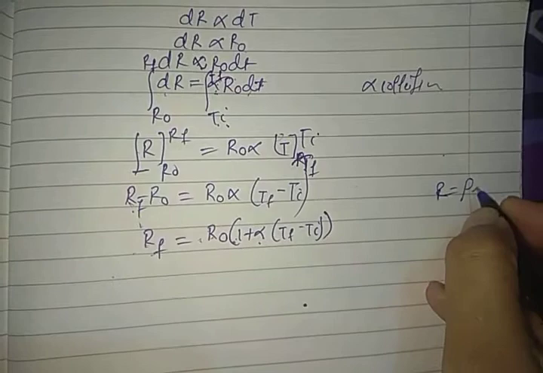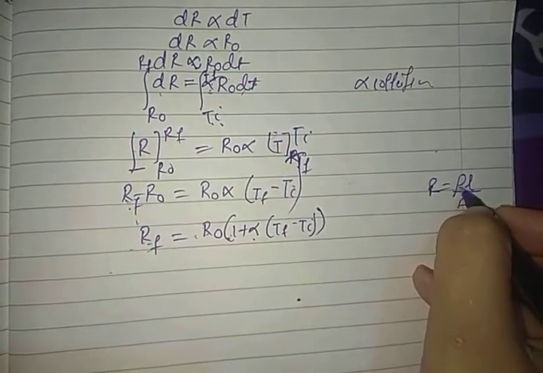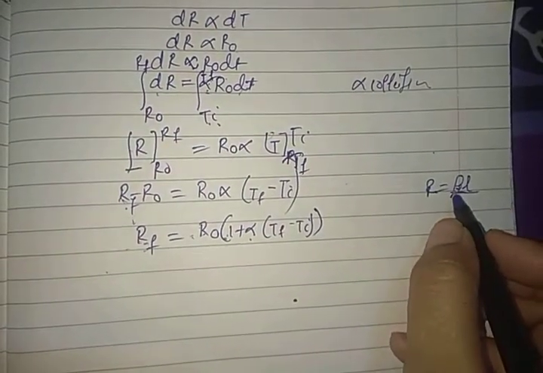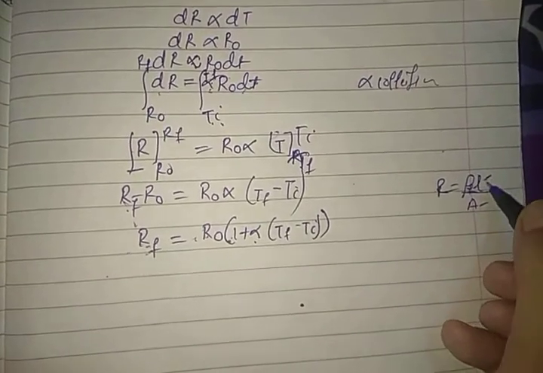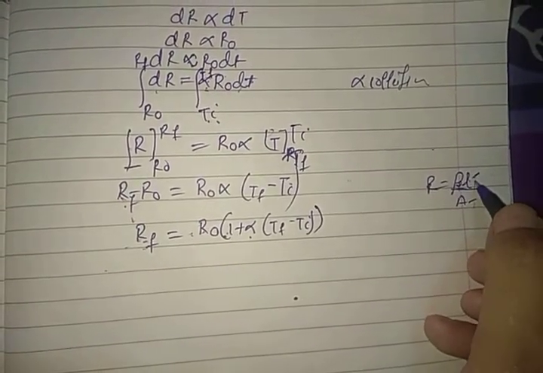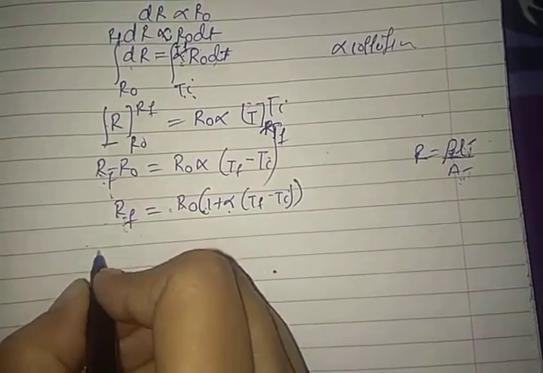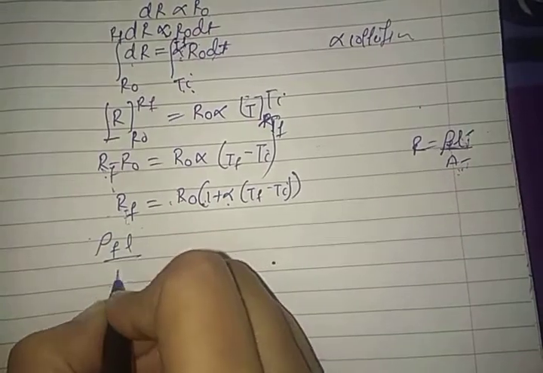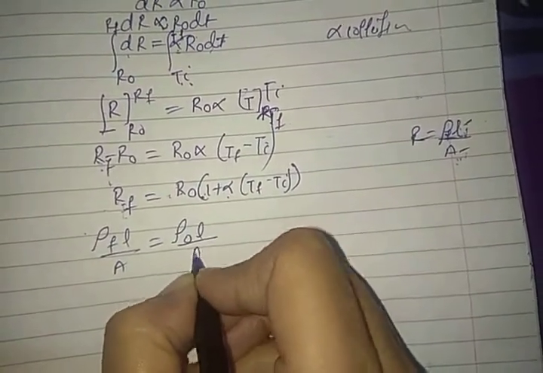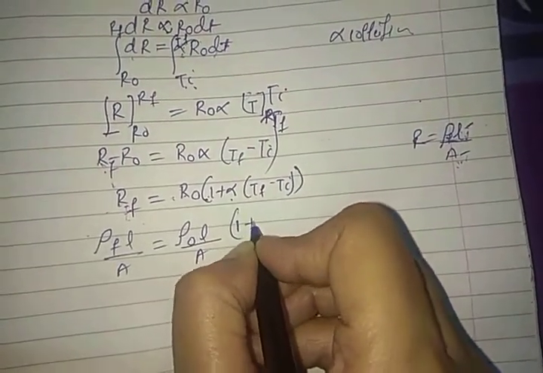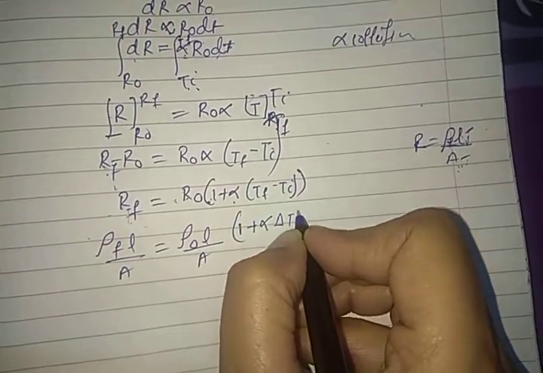Now you can write the values. R equals rho L by A. So for final, the resistivity will change, but the length and area will be constant. If you increase the temperature, maybe the length can increase, but the volume will be the same, so they will not change. So what we can do here is write rho f L upon A, and here also rho naught L upon A, times 1 plus alpha delta T.